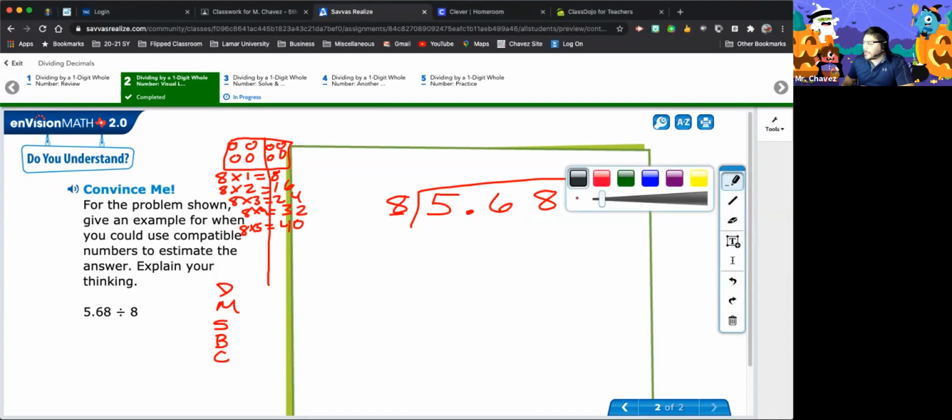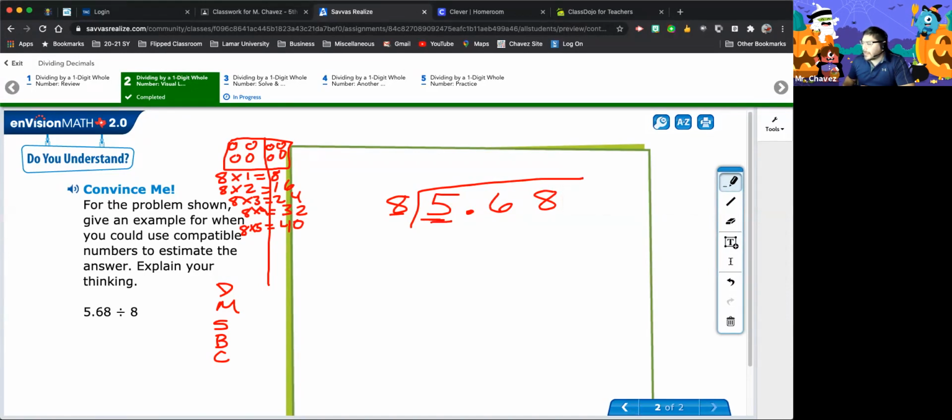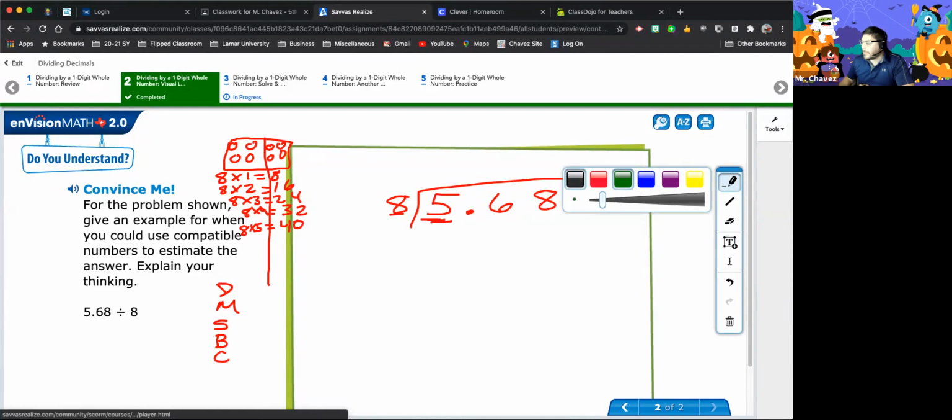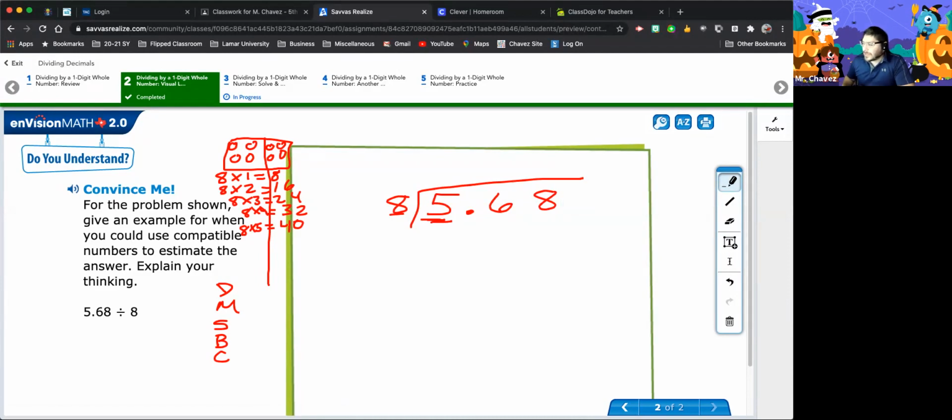So let me go ahead and choose a different color. It's not letting me choose a different color. Let's see. There we go. First thing you got to ask yourself is, is this 5 bigger or smaller than the 8? So what do you guys think? Is the 5 bigger or smaller than the 8?